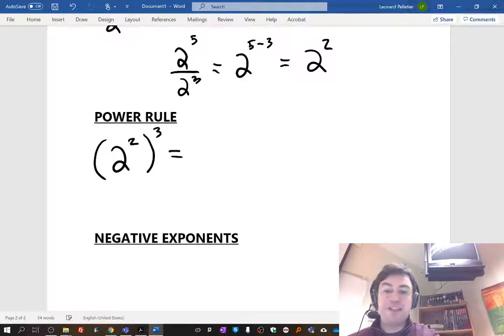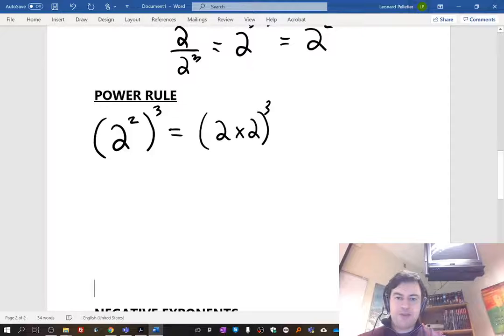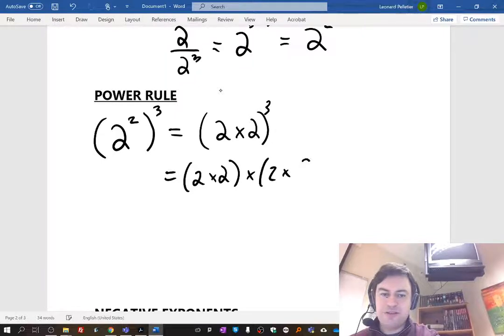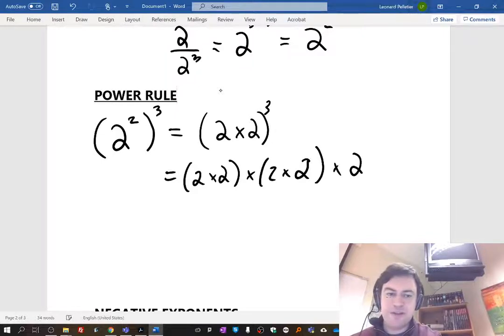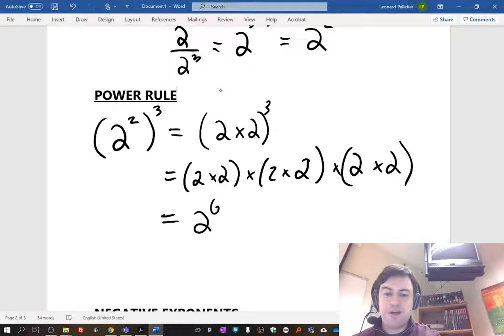So basically, if we expand this out, that's like saying 2 times 2 to the power of 3, right? And to the power of 3 means repeated 3 times. I'm just going to give myself a little more space here. So that's the equivalent of saying 2 times 2 times 2 times 2, we're going to have 3 of these, times 2 times 2. So how many 2's are there altogether? Well, really, we have 6 2's. So we have 2 to the power of 6.